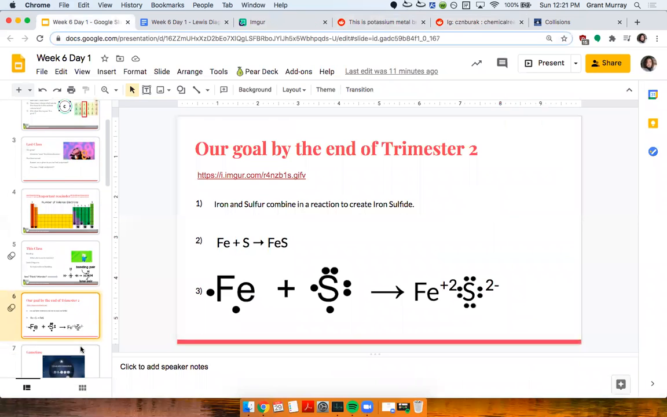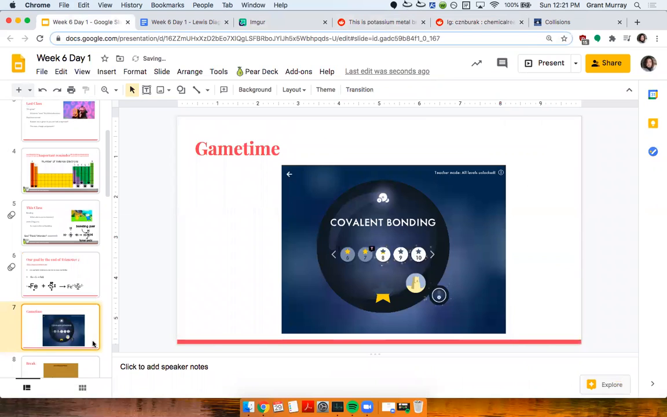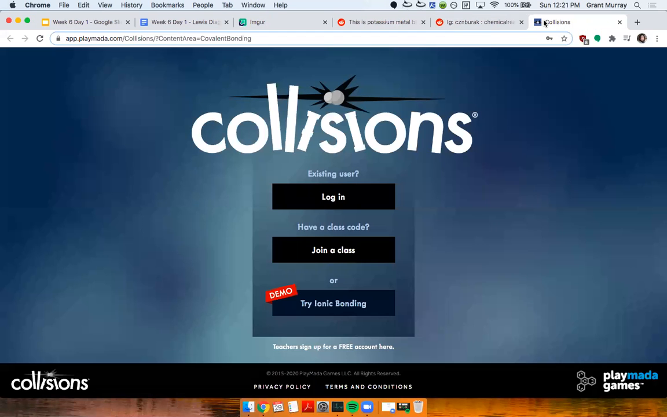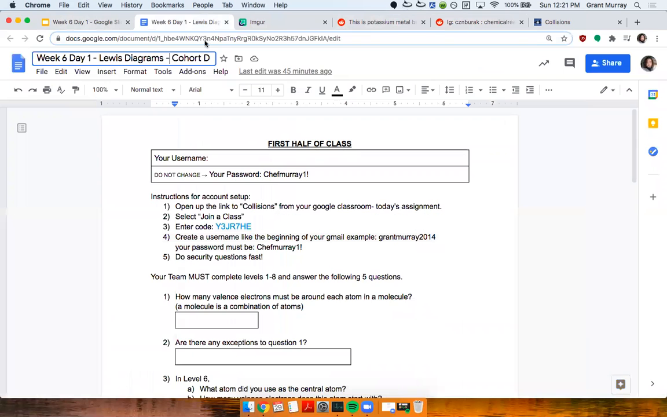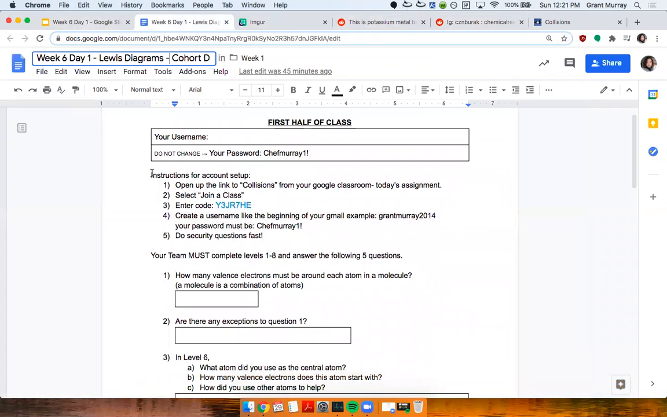Cool. So now we're going to get to game time. What game time is going to look like today is we go to our Google Classroom. We're going to open up this thing called Collisions. You've got some instructions here on how to set this up. If you're cohort D, then you use this class link. If you're not cohort D, your thing won't say cohort D and there'll be a different class code. So for cohort D, this is the right thing.